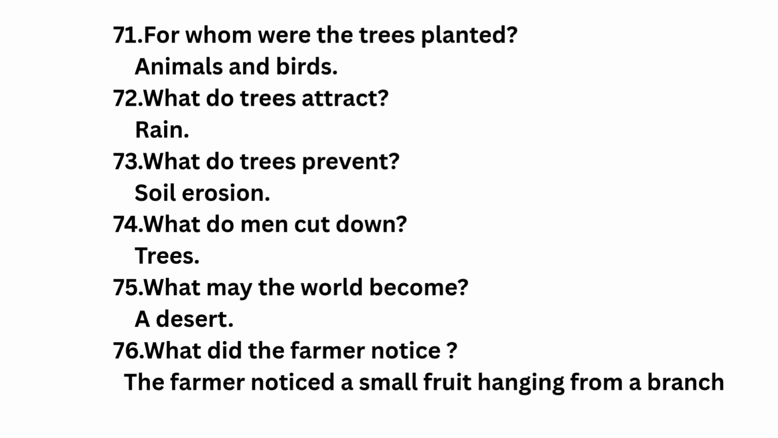For whom were the trees planted? Animals and birds. What do trees attract? Rain. What do trees prevent? Soil erosion. What do men cut down? Trees. What will the world become? A desert. What did the farmer notice? The farmer noticed a small fruit hanging from a branch.